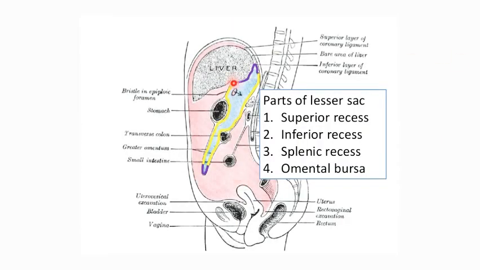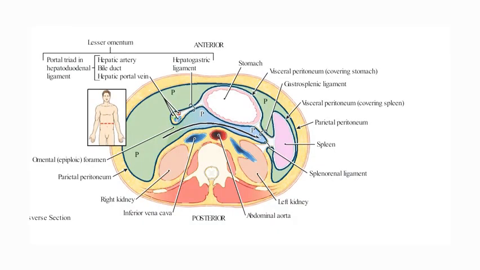Now, the part of the lesser sac which goes behind the lesser omentum and behind the liver is what we call the superior recess. The part of the lesser sac in between the second and third layers of the greater omentum becomes the inferior recess. Now let us see what the splenic recess is.